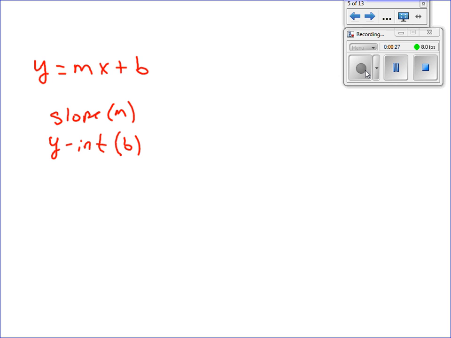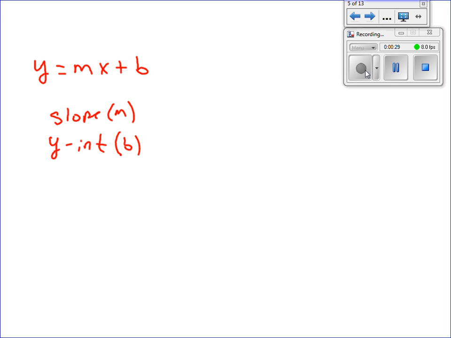So at this point, we have learned two different forms of a line. And the first one we learned was slope-intercept form. So that was y equals mx plus b. And for this form, you need two things in order to write down this equation or graph it. You need a slope, which is m, and you need a y-intercept, which is b.